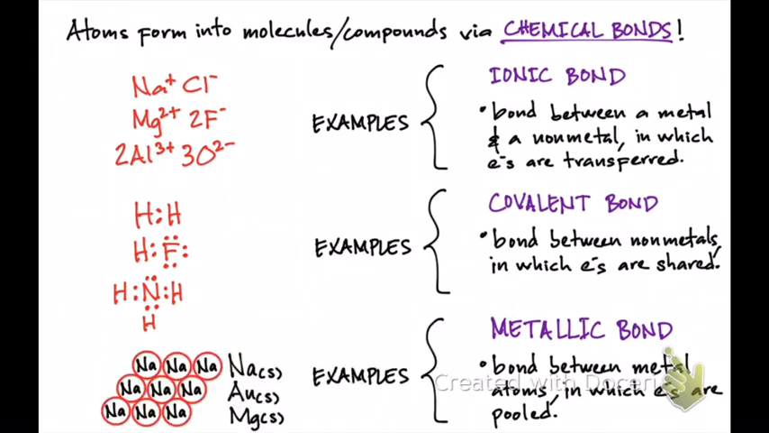And then finally, in metallic bonding, you have just pure metals, basically. So you have sodium metal, silver, gold metal, and so on and so forth. And the metal atoms are basically submerged in a pool of electrons.